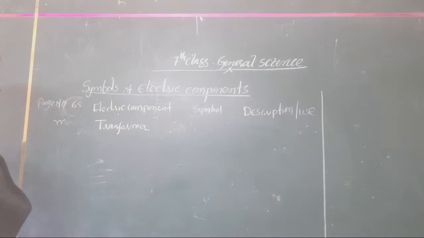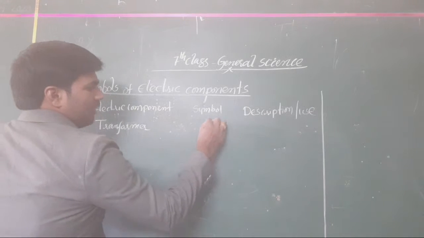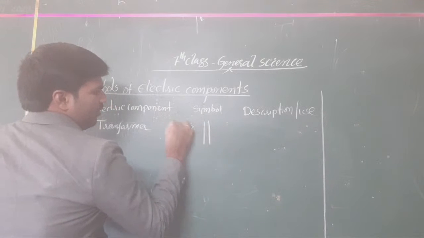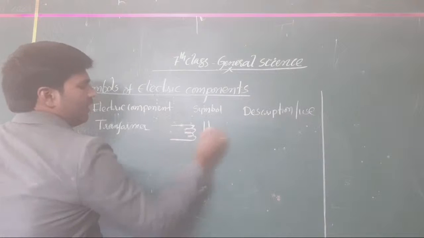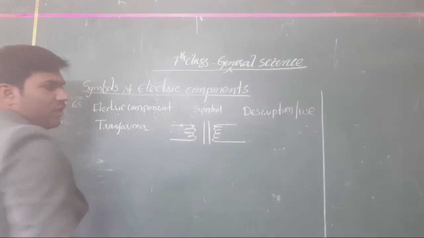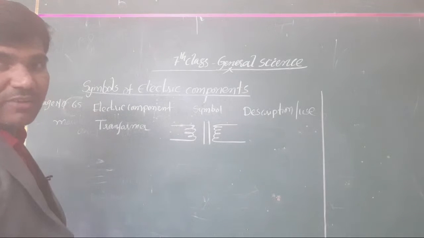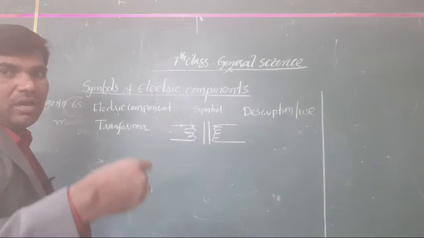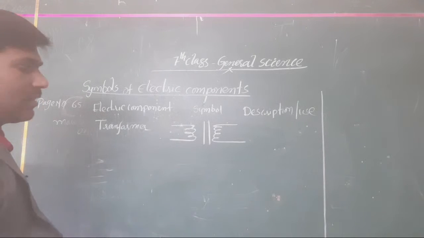The types of transformers may look like this particular form. Okay, clear or not, all the students? Symbolically they are represented like this. This is called a transformer. What is the use of the transformer? It transforms the current from one body to another body. Clear? This is the transformer.